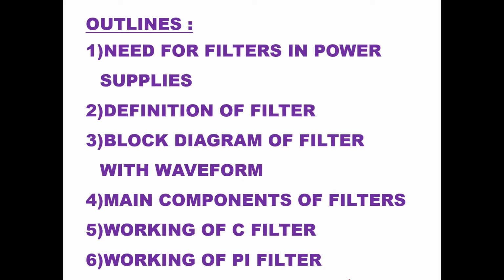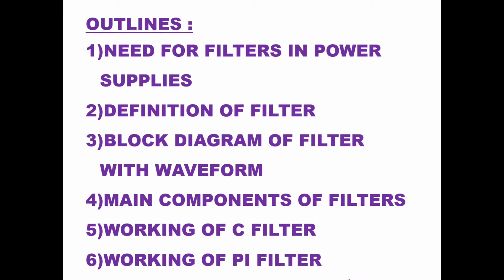But the filters we are studying here will remove the AC component, the ripple contained at the output of the rectifier. The output of the rectifier, which is pulsating DC, will be converted into pure DC by this filter.